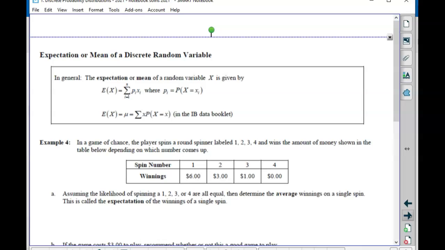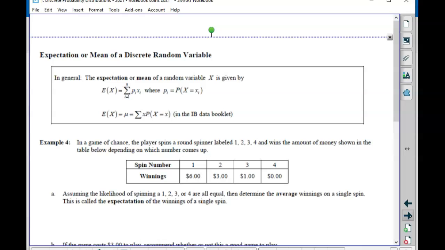So E of x can be represented by the mean, mu. And for this probability distribution mean, it seems to always be mu rather than x with a bar over top. So these are interchangeable here, okay, for a probability distribution. We did this back in Math 20. I think we did the same question even.